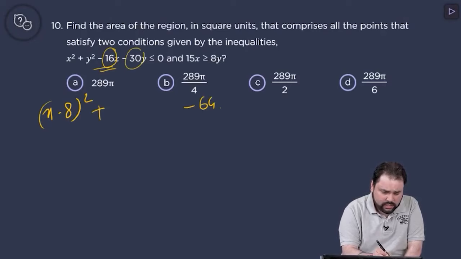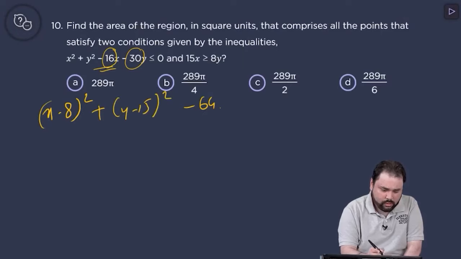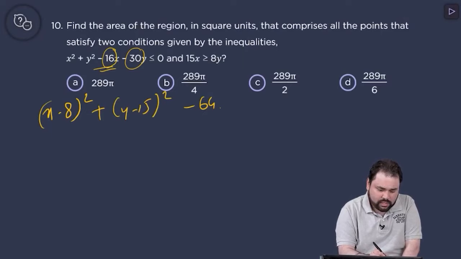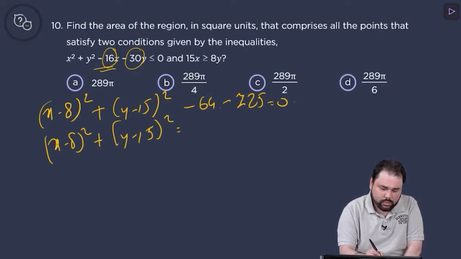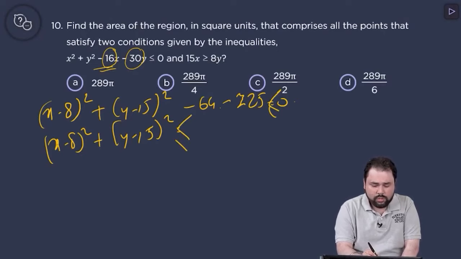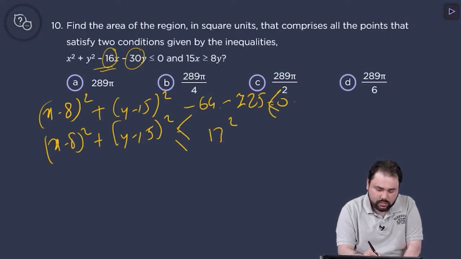Similarly, minus 30y. So y minus 15 whole squared is y squared minus 30y plus 225. So minus 225 is 0. So x minus 8 whole squared plus y minus 15 whole squared is, oh, this is less than equal to, sorry. Less than equal to 225 and 64 is 289, which is 17 squared.